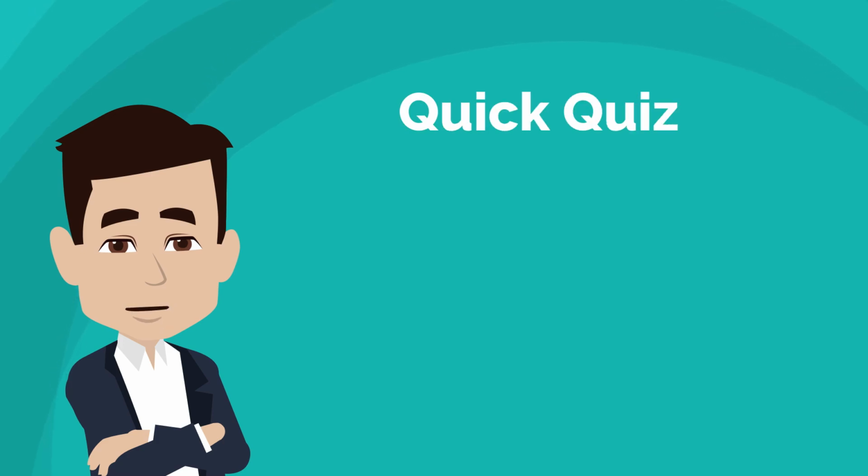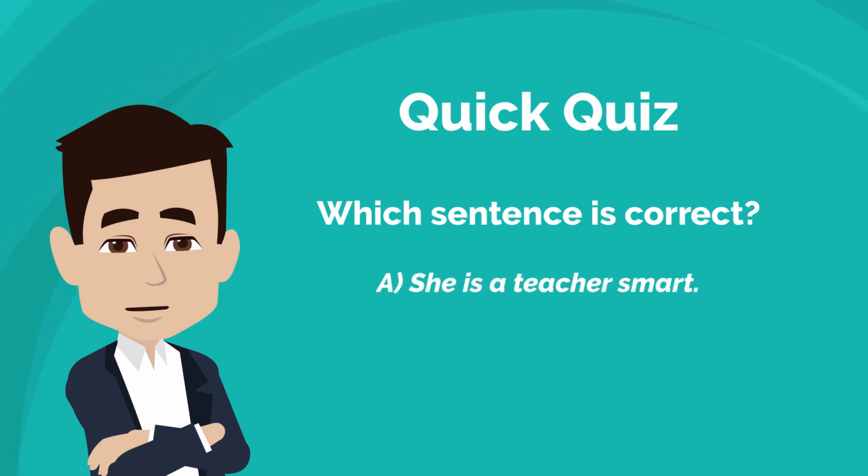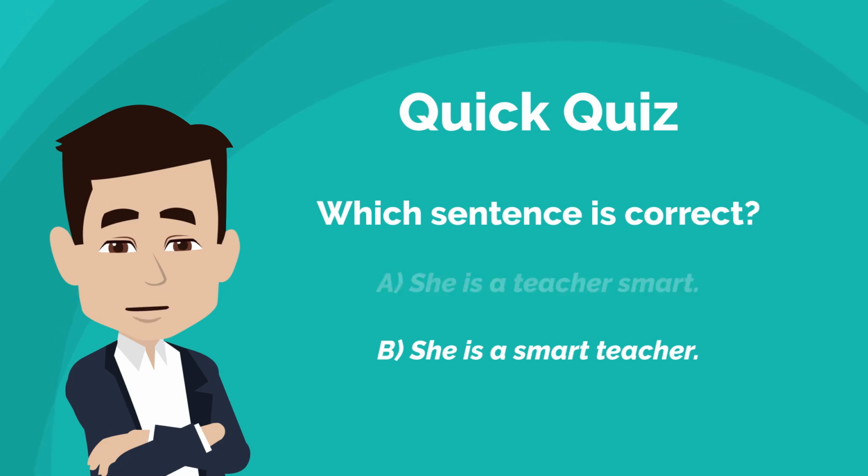Quick quiz. Which sentence is correct? A. She is a teacher smart. B. She is a smart teacher. The correct answer is B. She is a smart teacher.